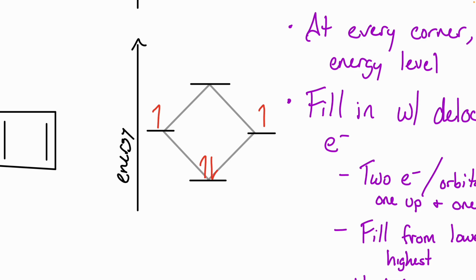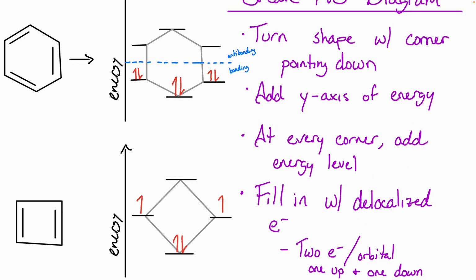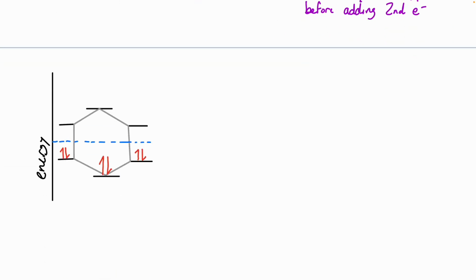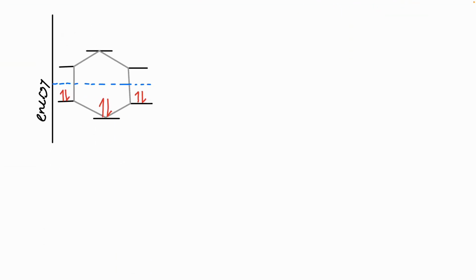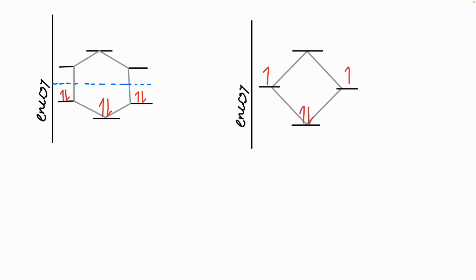All right, so let's take these two here and compare them. Let's remember this first one was for an aromatic compound, benzene. And what do we know about cyclobutadiene? Aromatic, anti-aromatic, non-aromatic. Anti-aromatic.